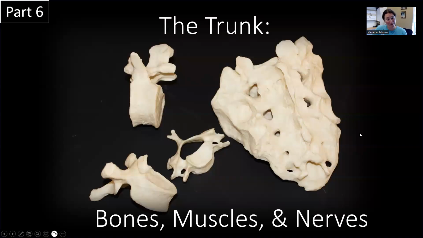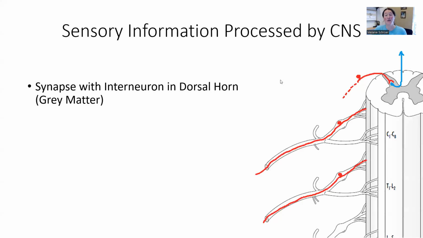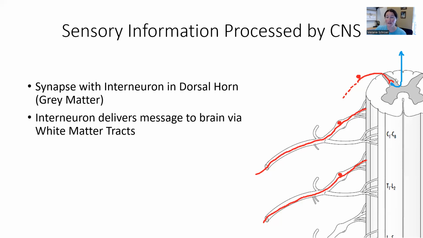Hi there. Let's wrap up our lesson on the trunk. So far, we have discussed how sensory information passes along unipolar neurons, sensory afferent neurons, through the peripheral nerve, spinal nerve, dorsal root, and finally, it's going to synapse with an interneuron in the dorsal horn. Usually, these interneurons carry information up the white matter tracts all the way up to the brain. Essentially telling the brain what was just experienced in this particular dermatome or this particular muscle.